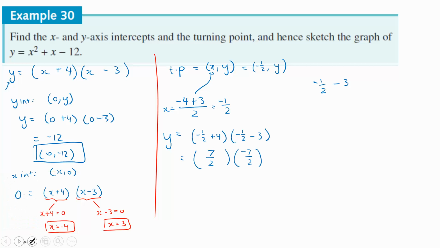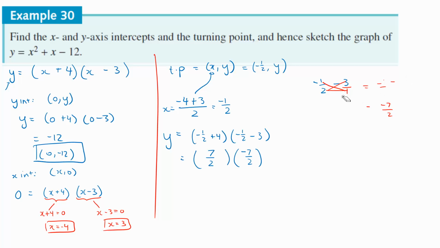One of the techniques that is taught in year 8 is that 3 is the same thing as writing 3 out of 1. And then you can do the cross method. So you do 2 times negative 3, which is minus 6, and 1 times negative 1 is minus 1, and 2 times 1 is 2. So negative 6 minus 1 is negative 7 on 2. That's how I did it.